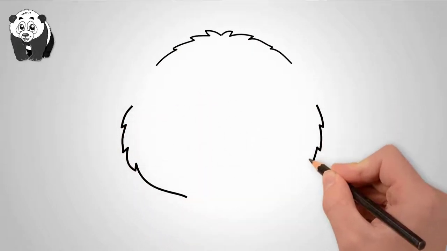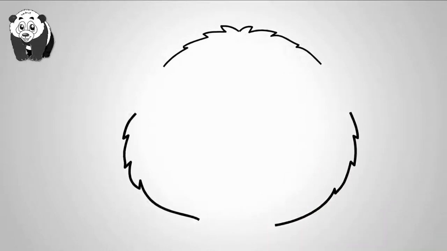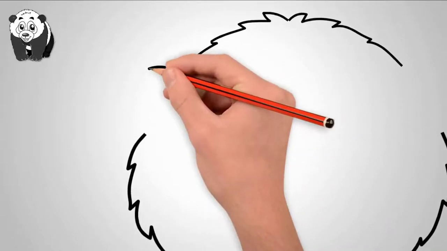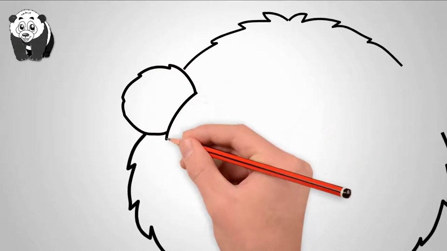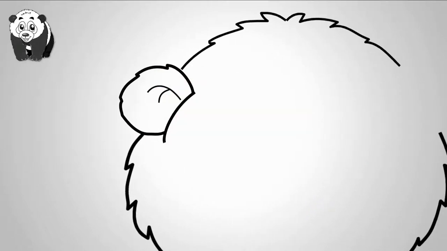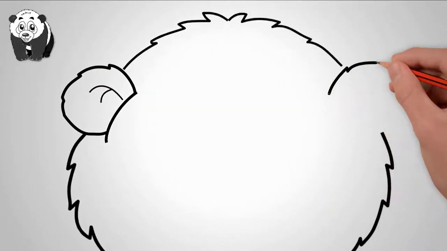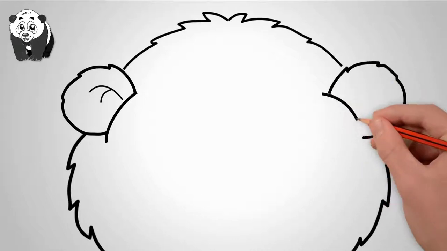Now let's draw two ears. Both ears are raised. The panda listens intently to what you say. Draw the muzzle of a panda. It is wide at the top and narrow at the bottom. See how to draw a panda's nose and mouth.